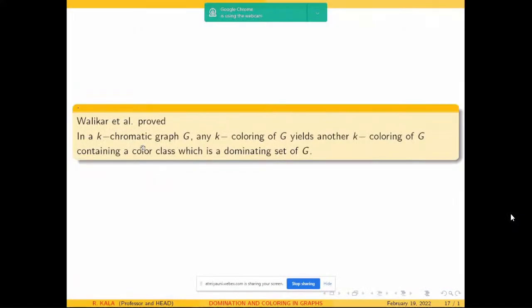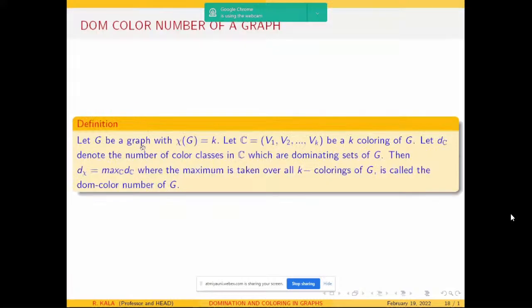So this theorem is the motivation for giving this definition. You take any k-coloring V1, V2, ..., Vk, and you have to find out the number of color classes which are dominating. Then dχ is the maximum of such counts.